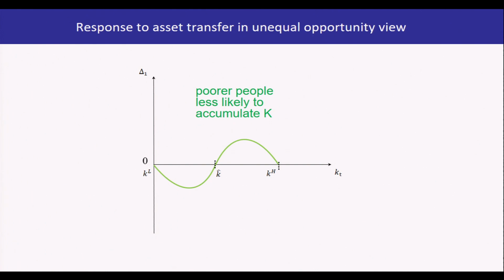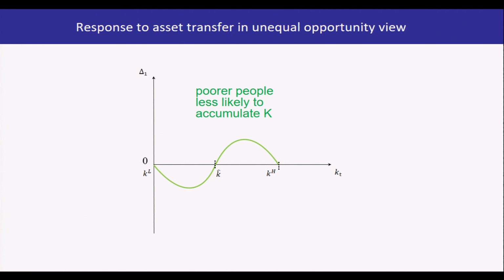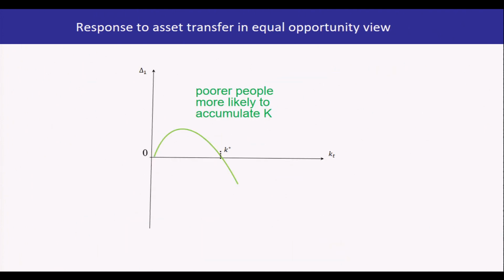Now, we can estimate this, right? Because we have the data on the delta, and we have the data on baseline assets. So once again, we can estimate a non-parametric function of the change in capital against baseline capital. And that's how it looks. On the horizontal axis, we have productive assets in 2007 plus the transfer, and on the vertical axis, we have the change. So this looks to me a lot like this, and not much like that.